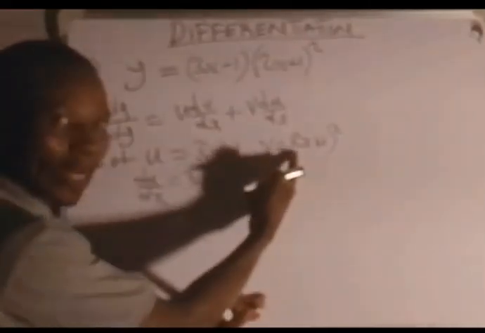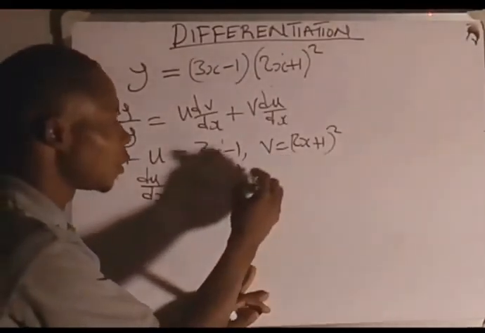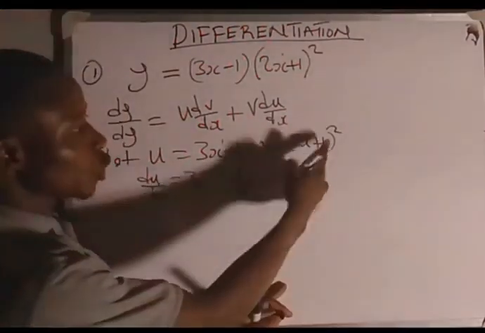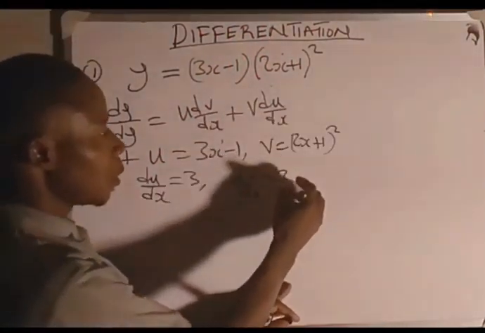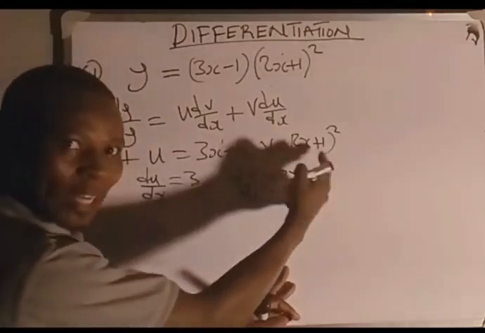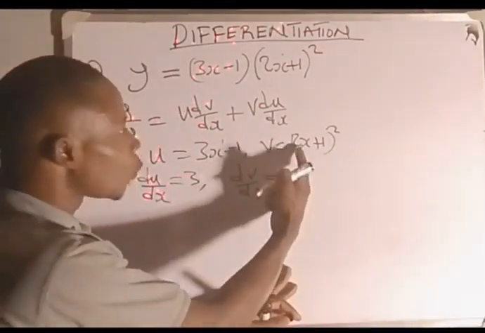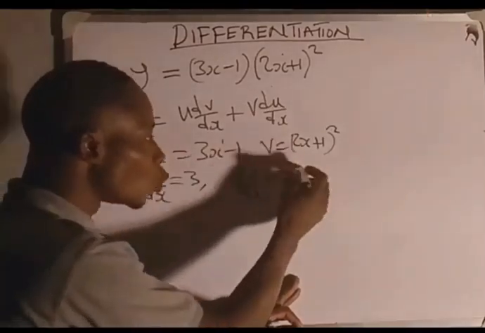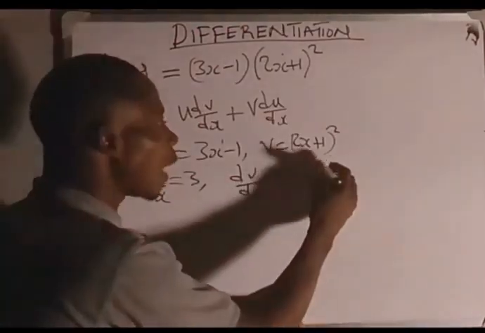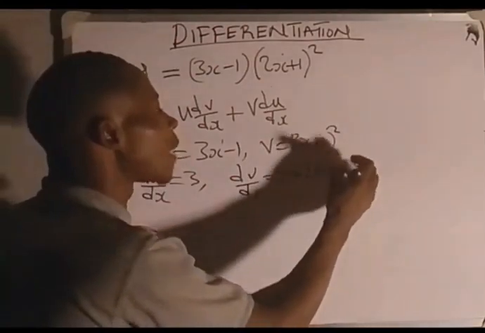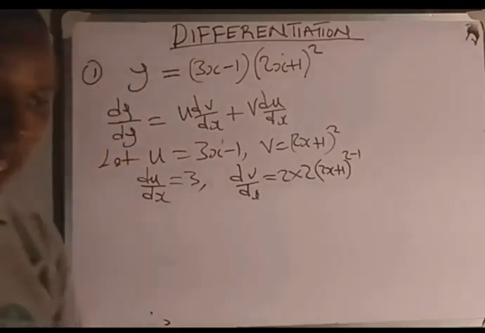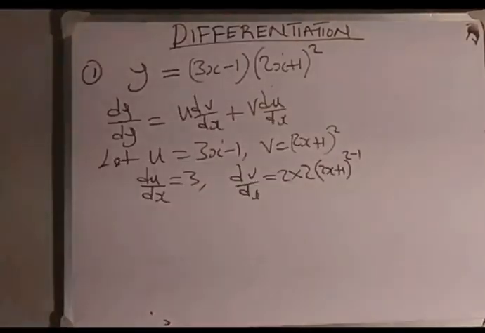But what happened here is this dv over dx will be equal to, when you differentiate, you bring the 2 down, times differentiate what is inside. When you differentiate 1 it is 0. When you differentiate x it is 1, 1 times 2 will give us 2. So you bring that 2 outside, then you have (2x plus 1) in bracket raised to the power of 2 minus 1.